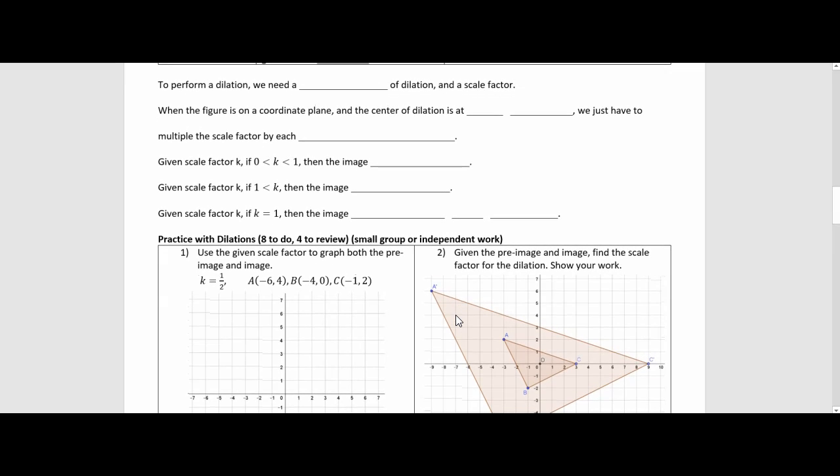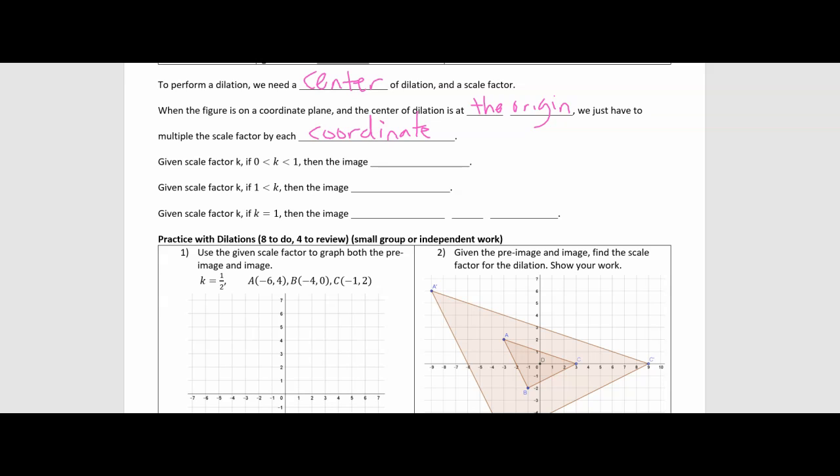So again, when you're performing a dilation, you do need a center of rotation and a scale factor. For our purposes in this class, though, we're going to assume that the center of dilation is at the origin, because our dilations are mainly going to be on an XY plane, and our center of dilation will be at the origin every time. So when this is true, to figure out where the other sides are going to be, we multiply the scale factor by each coordinate. And we'll do an example with this later on.